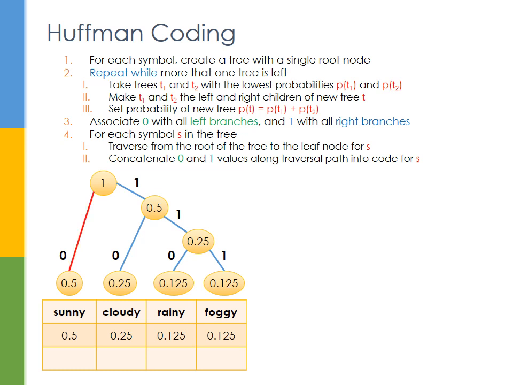So for Sunny, we trace the path from the root node down to the leaf node for Sunny, and we see that the only binary value that we traverse is the value 0, meaning that that is the code for Sunny. Next, we move on to Cloudy. So we start again at the root node. We traverse to the node containing the probability 0.5, and then down to the leaf node for Cloudy.